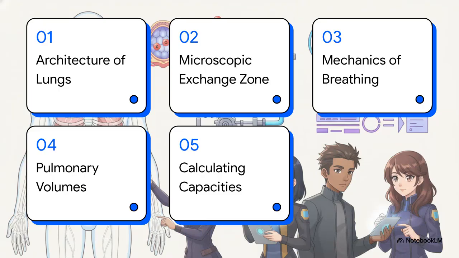Here is our roadmap for today. We're going to start with the architecture of the lungs and the microscopic exchange zone. Then we'll move into the mechanics of breathing, measuring pulmonary volumes, and finally, calculating lung capacities.